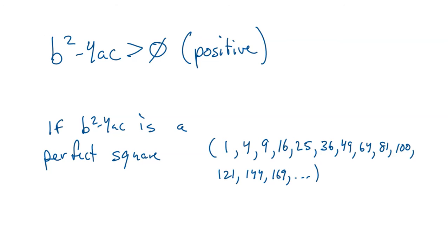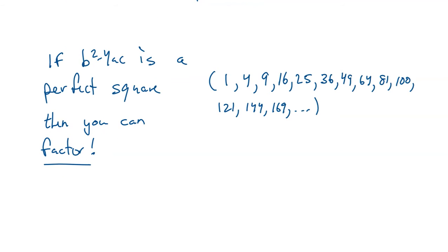If it's ever bigger than that, then you're going to check on your calculator and see if it's a perfect square. You should know most of those, at least up to 10 squared. I think 11 squared, 12 squared, and 13 squared are also good to know. The more of them you know, the easier it's going to make on you, right? If b squared minus 4ac is a perfect square, then you can factor. Otherwise, you have to use the quadratic formula.